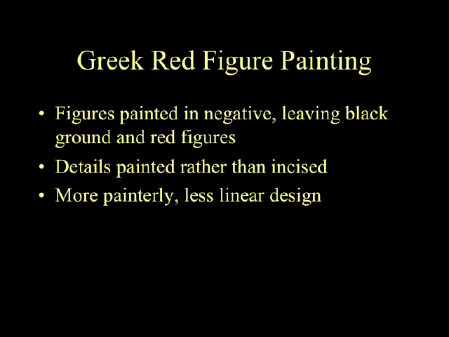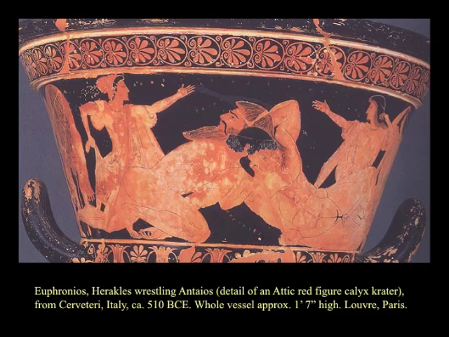This brings us to what we call red figure pottery. And in this case, figures are painted in the negative. We have a black background, red figures, and the details are painted rather than carved or incised into the surface. And again, this is a much more painterly and less linear process for design. The example we see here is by a famous artist by the name of Euphronios. Euphronios here has created a scene representing one of the legends of Heracles, the Greek hero.